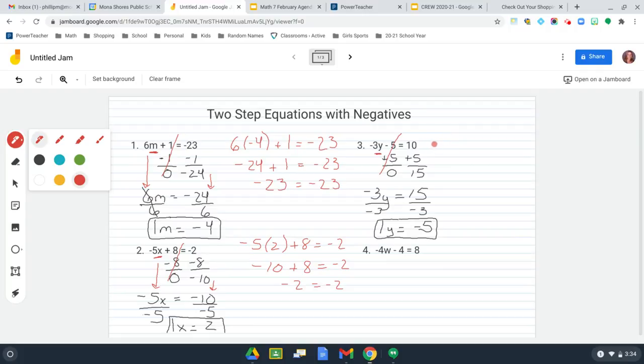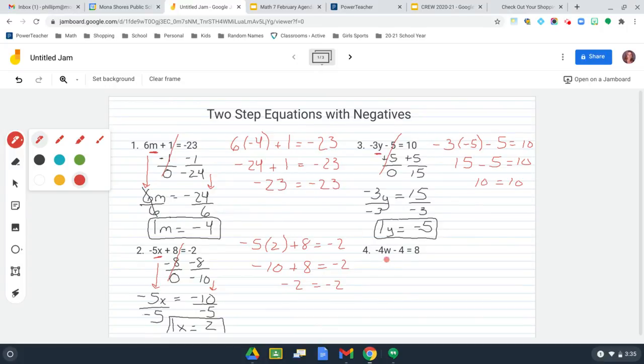Okay, I'm going to check this one as well. I'm going to make sure that I can take negative 3 in my original problem, multiply by the answer of y that I got, times negative 5, minus 5 equals 10. Okay. Negative 3 times negative 5, positive 15. Two negatives multiplied together is a positive. Positive 15 minus 5, does that give me 10? Sure does. Checks out.